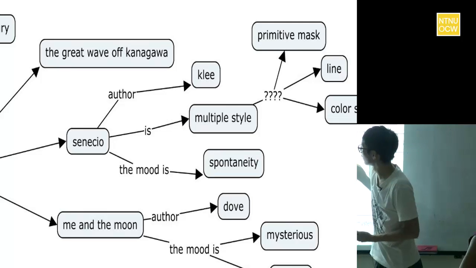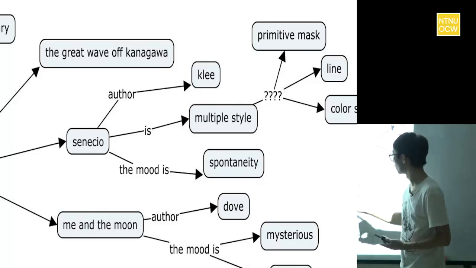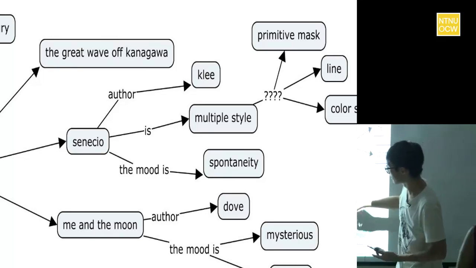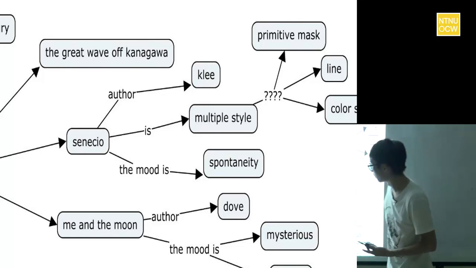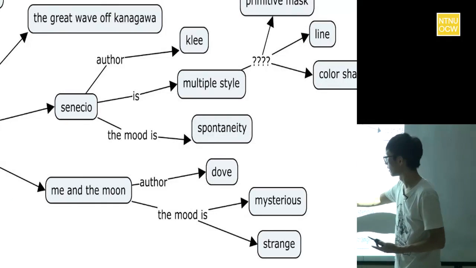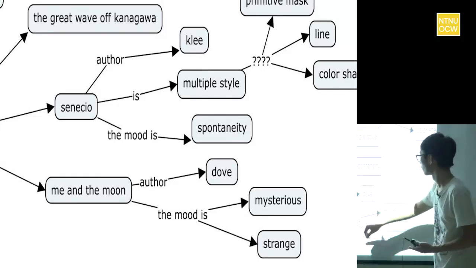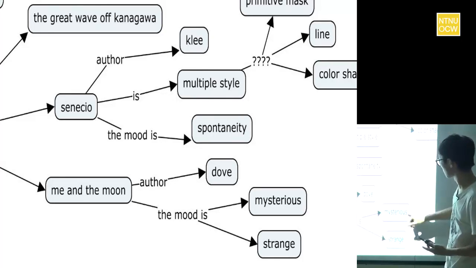Senecio and the artist was Paul Klee. Okay, it's a multiple type, and the mood is spontaneity. And Me and the Moon, the artist was Arthur Dove. And the mood is mysterious and strange. Okay, so now, thank you.